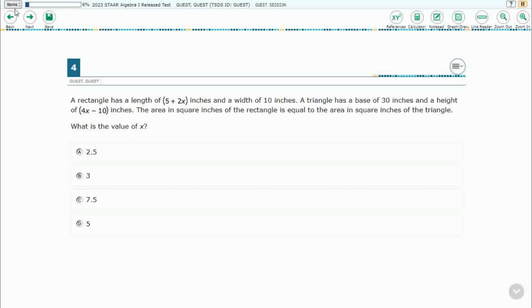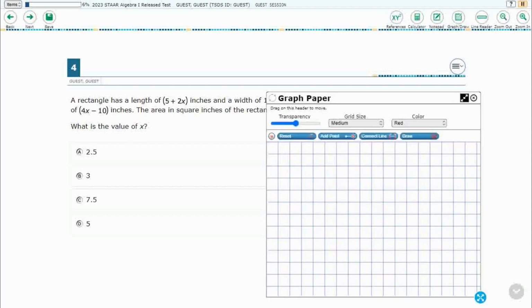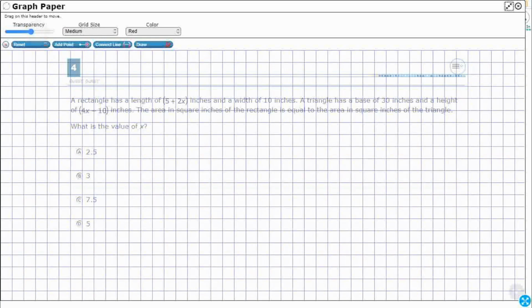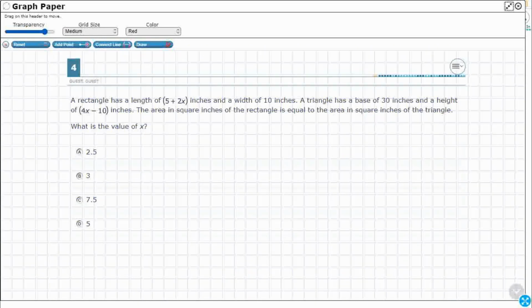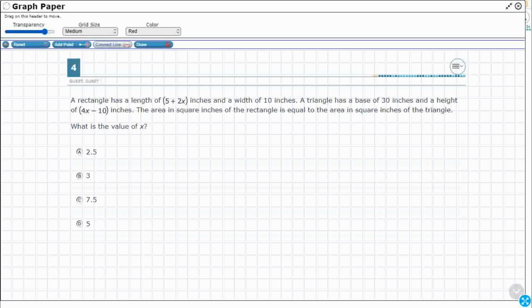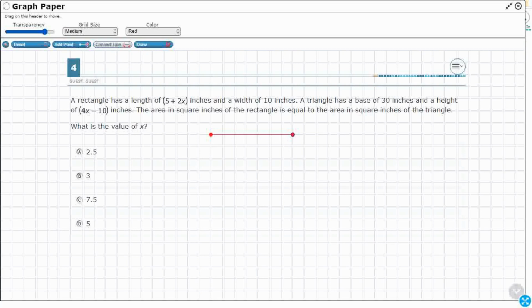Alright, so we've got a rectangle and a triangle here. Let's open up our graph draw feature and make it a little bit more transparent so we can still see what's going on. I want to draw a triangle and a rectangle just to give us a nice visual. That's going to be my rectangle, and then it says I've got a triangle. We'll make it isosceles, it doesn't really matter.